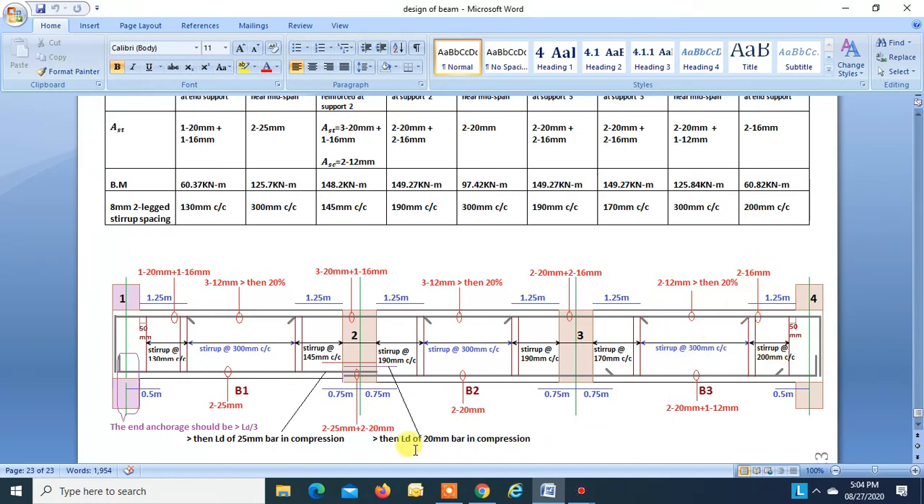Right. Now when you come at the end, the anchorage, this anchorage from here to here should be greater than 3. Now over here the steel we are providing is 220 plus 12 mm dia. At this distance, you can curtail that 12 mm dia. From here only 20 mm dia will be continued. This distance is 0.75 meters, from here to here. This distance should be at least greater than the LD of 25 mm dia bars in compression.